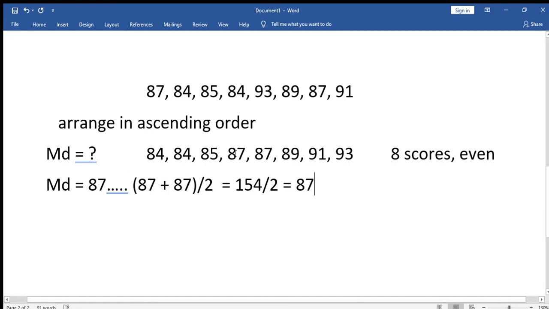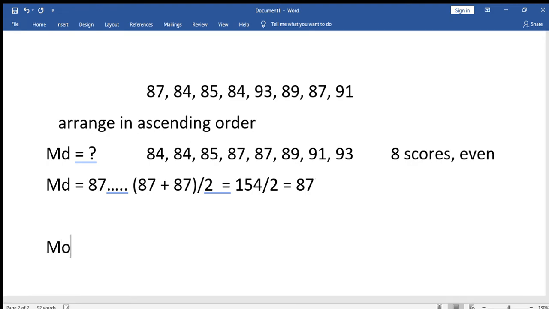Here we got 87 and 87 because this is just a coincidence from the given data set. Sometimes the scores are not the same. It could be 87, it could be 89, or it could be 91. But in our case, we have 87 and 87. Okay, so let us try to find out the mode.